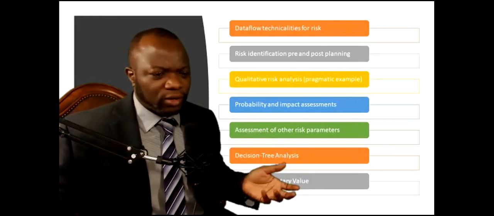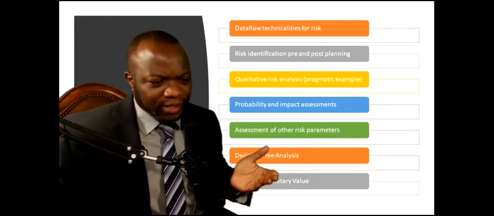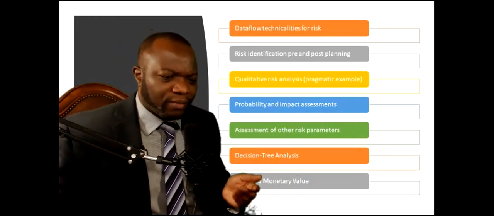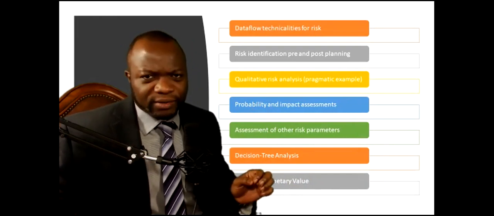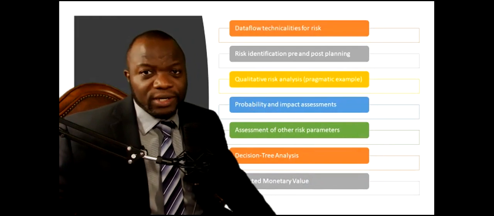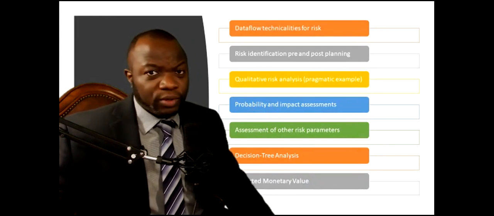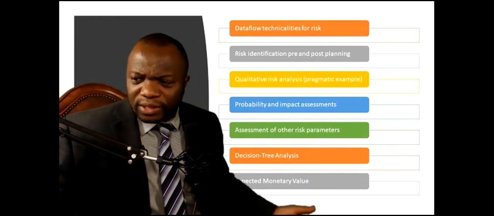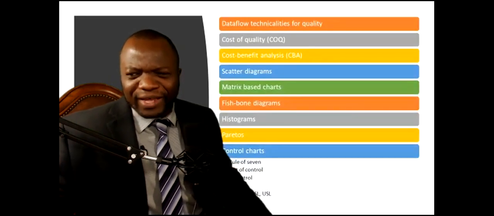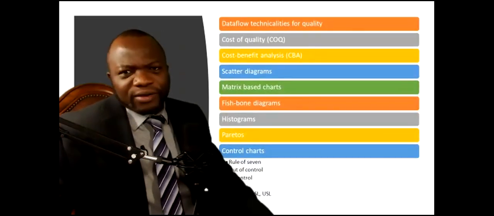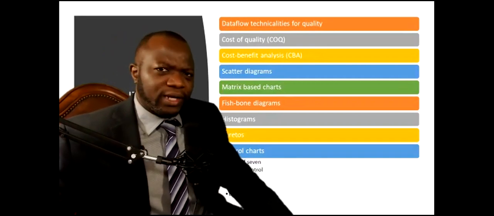We're going to take a look at all of that stuff: probability and impact assessments, assessment of other risk parameters, decision tree analysis, EMV, everything. We're taking a look at risk in a lot of detail. Propinquity, manageability, all that stuff that people tend to flip over to escape from the ambiguity. We're going to be taking a look at all of that. And then finally, on Friday, we are going to hit quality.